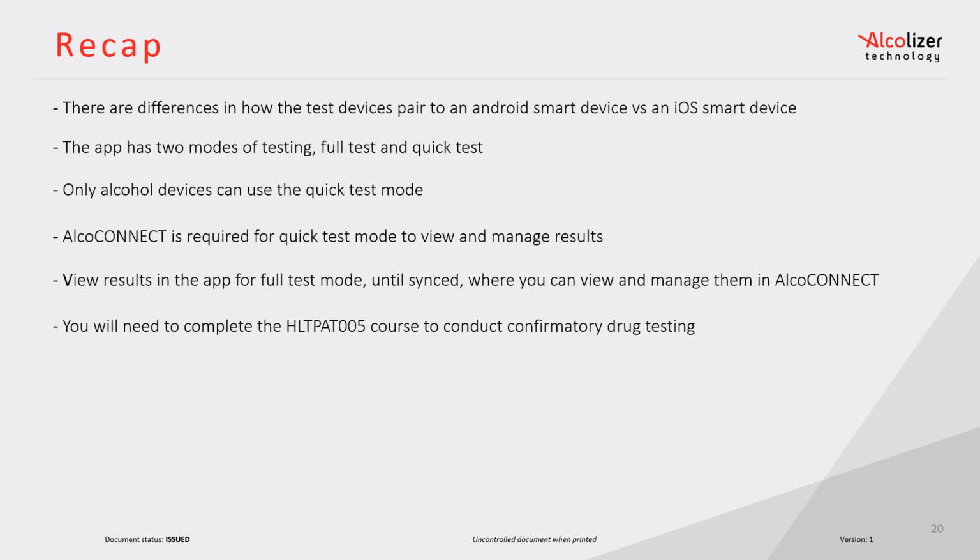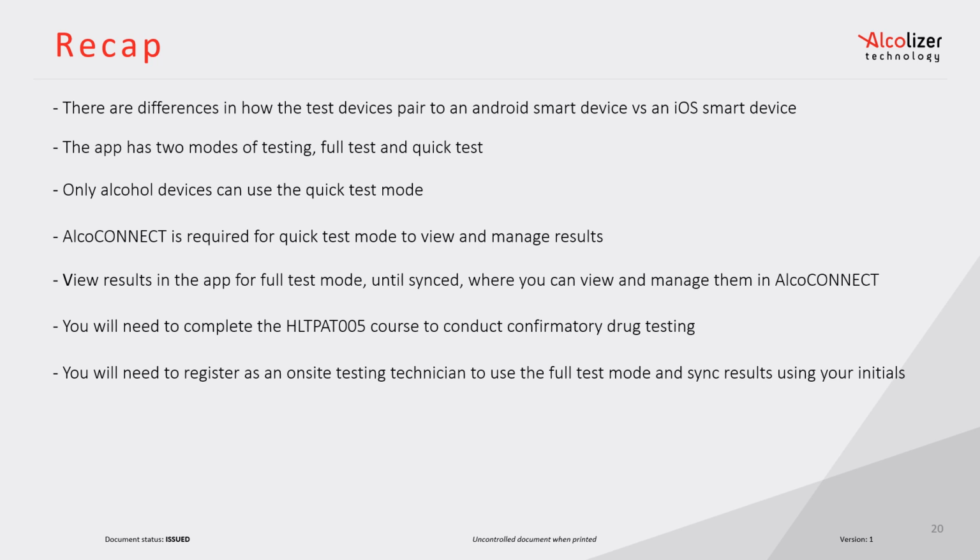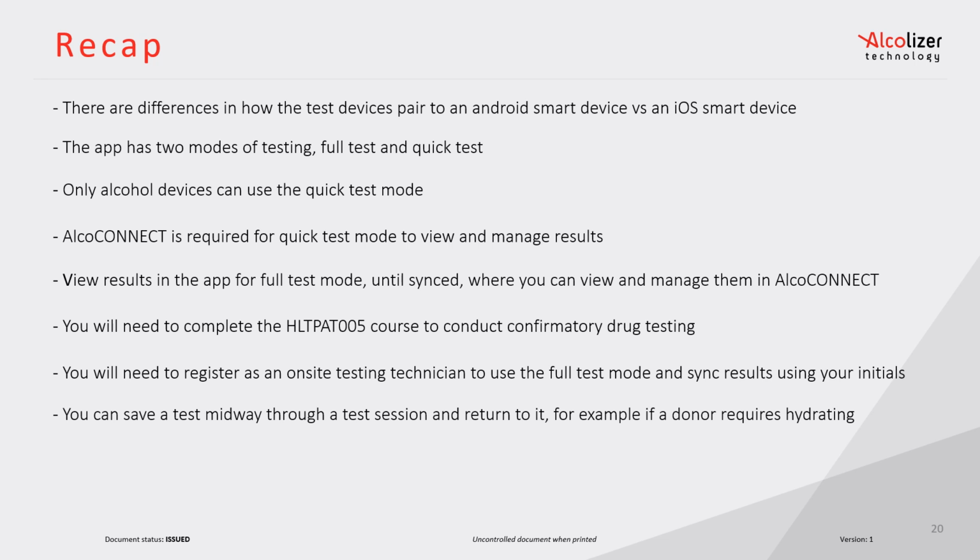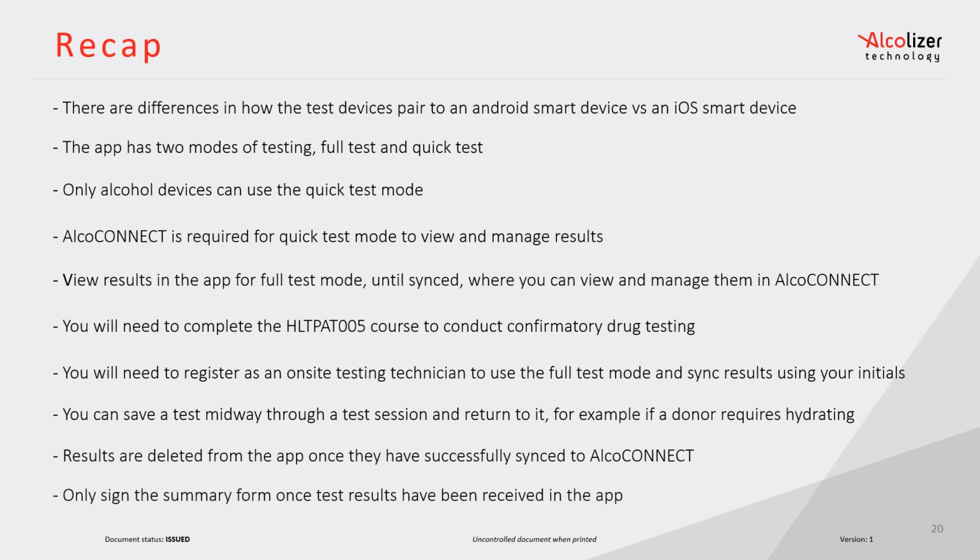You will need to complete the HLTPAT-005 course to conduct confirmatory drug testing. You will need to register as an on-site testing technician to use the full test mode and sync results using your initials. You can save a test midway through a test session and return to it, for example, if a donor requires hydrating. Results are deleted from the app once they have successfully synced to Alco Connect. Only sign the summary form once test results have been received in the app.